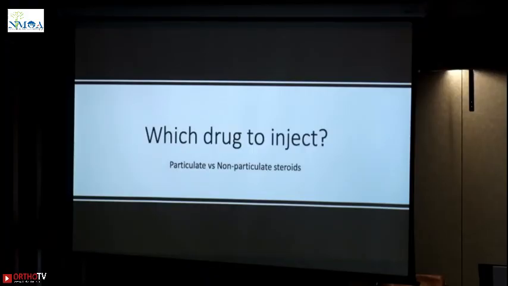The concept we have to understand is the difference between a particulate drug and a non-particulate drug. So what is a particulate drug? A particulate steroid is a drug which has got a size of more than 7 microns. Why 7 microns? Because the tiniest thing which can squeeze through a capillary is your RBC. If your RBC is able to squeeze through a capillary, this drug, if it gets stuck in that capillary, can cause ischemia. Inadvertently, if you do an intravascular injection, it can cause ischemia.